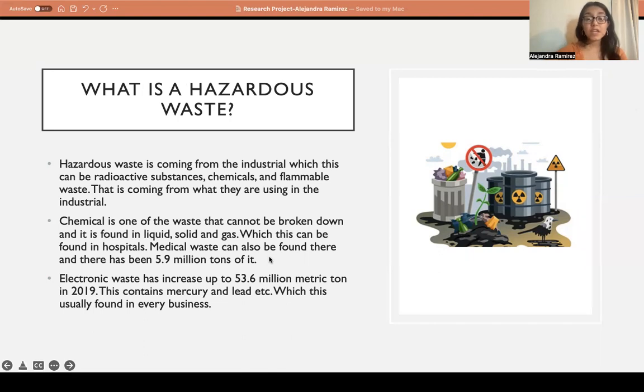Chemicals are one of the wastes that cannot be broken down, and they are found in liquid, solid, and gas form, which can be found in hospitals. Medical waste can also be found there, and there has been 5.9 million tons of it. Electronic waste has increased up to 53.6 million metric tons in 2019. This contains mercury and lead, which is very toxic to humans, and this is usually found in businesses.